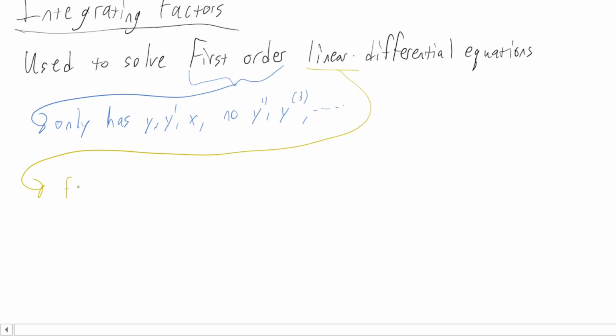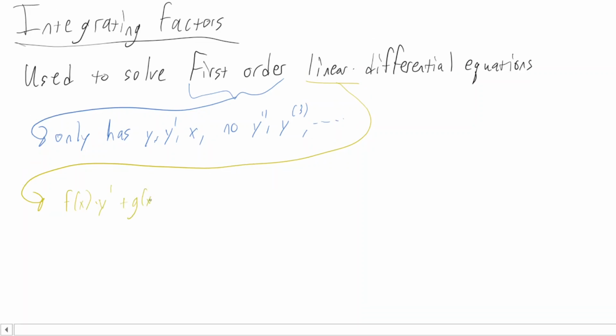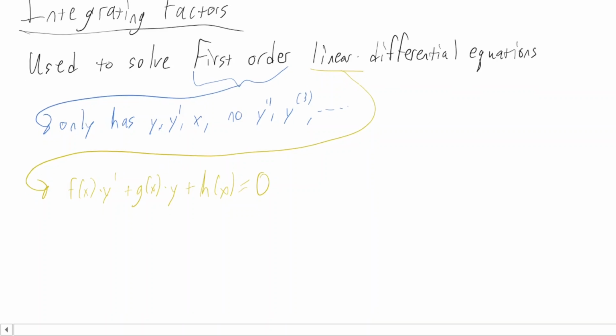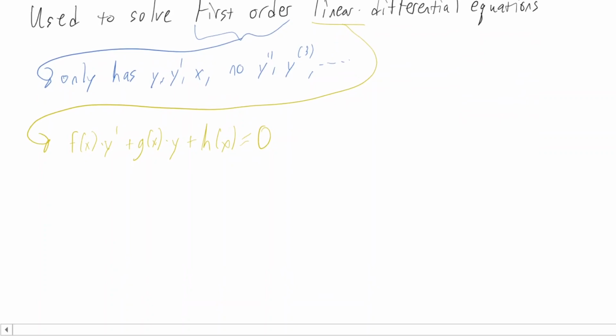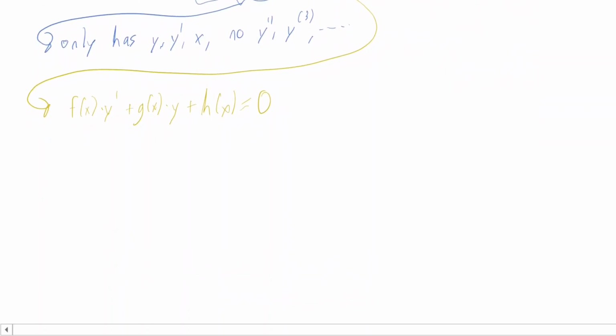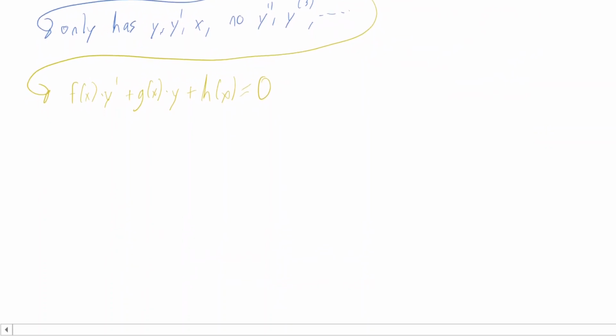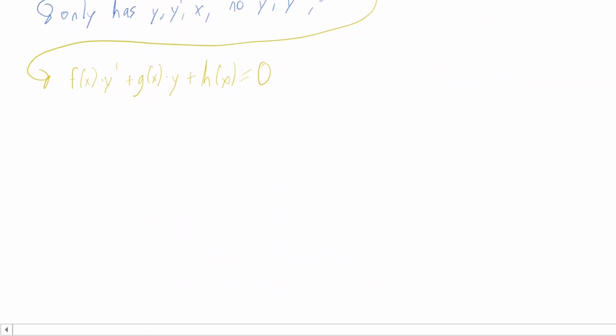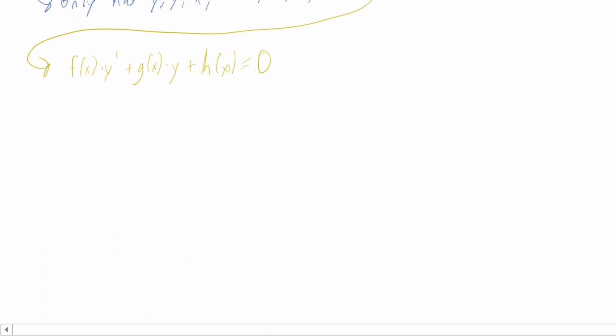And linear means that we could write it in this form. So some function of x times y prime plus another function of x times y plus a third function of x equals 0. So there's no y squareds or y prime squareds or square root of y's. Each of the terms y and y prime only have possibly functions of x multiplied by them.